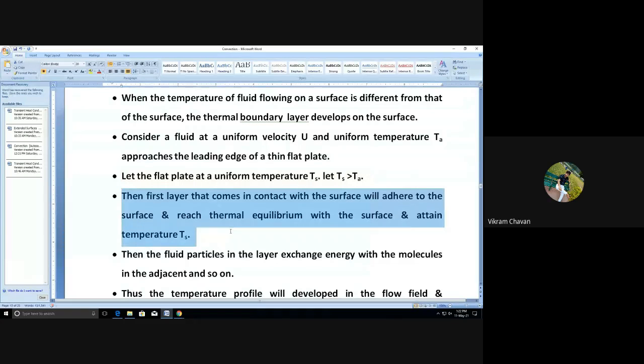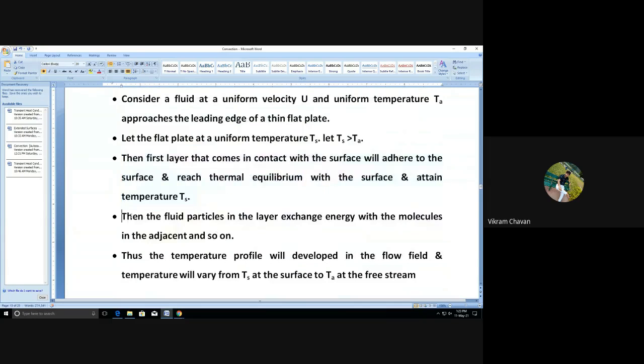Next. Then the first layer that comes in contact with the surface will adhere to the surface and reach thermal equilibrium with the surface and attain temperature T suffix S.